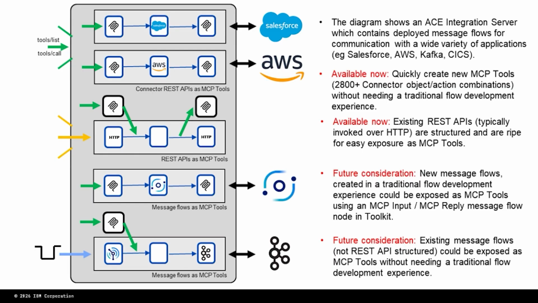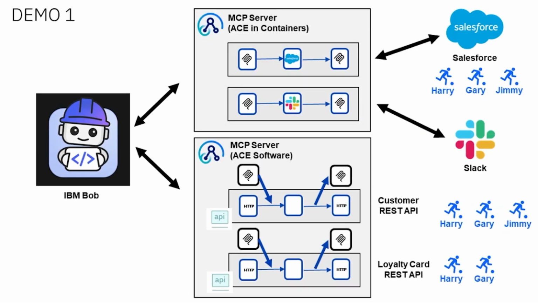Given that background, we've got a demonstration that we'll be going to in just a moment. And this chooses to tie together both of those new features. So we have the exposure of connectors using an MCP tool that's defined inside ACE in containers. And in our example today, we're going to be using Salesforce and Slack as examples of two back-end applications. And then we'll also be connecting up to an MCP server exposed from ACE software. And there we'll be using two existing REST APIs, which have been deployed before the scenario kicks in.